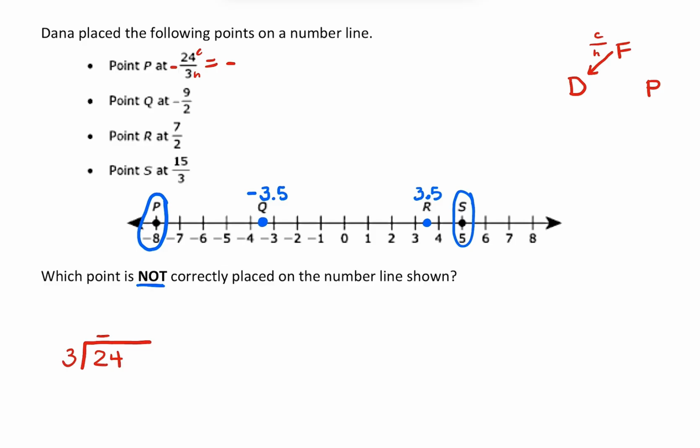24, 3, 2 dinner plates. 3 does not go into 2. 3 people cannot sit in 2 chairs. 3 goes into 24 8 times, which gives me 24. So my answer is -8, which P, if we look down here, is indeed at -8. So that one is correct. We want not. So moving on to Q.